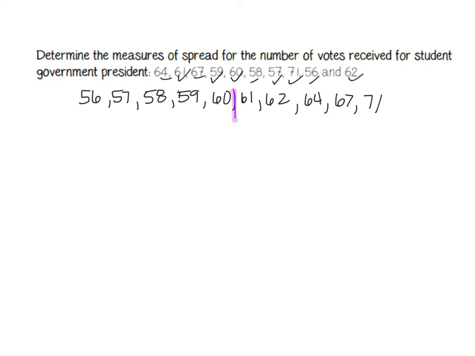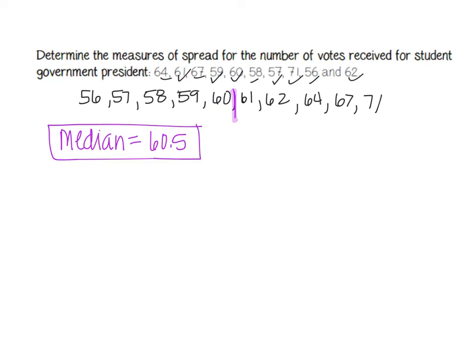When we do that, we can see that our median is 60.5. Okay, let's go ahead and do the range before I forget about it again. The range is my largest value, 71, and 56, my smallest value. And I'm going to find when I do that, that I have 15 as my range.